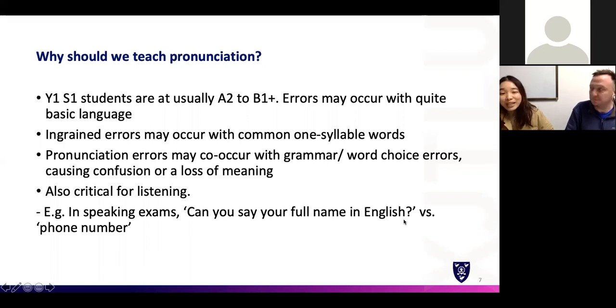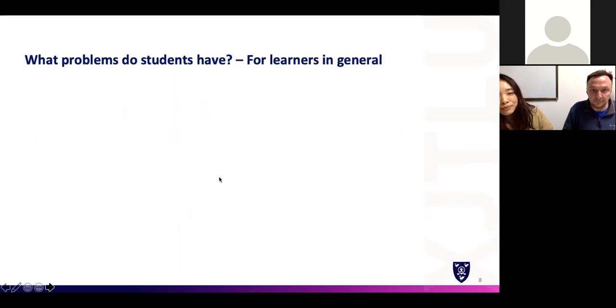For example, in speaking exams, I guess some of you might have experienced this situation. If you ask the student, can you say your full name in English? Some students might interpret this as phone number and begin to tell you their mobile phone number. Okay, so yeah, that's a couple of reasons why we should teach pronunciation.